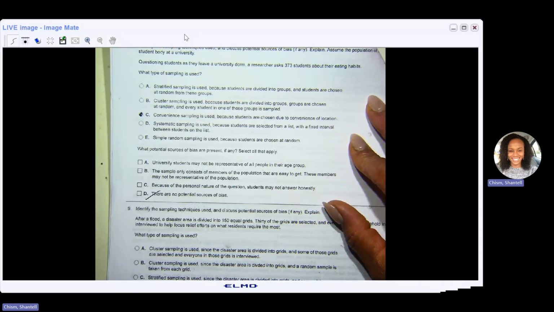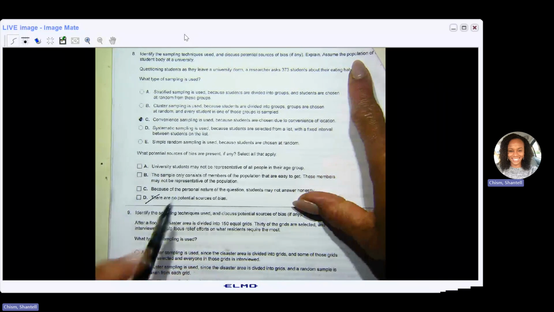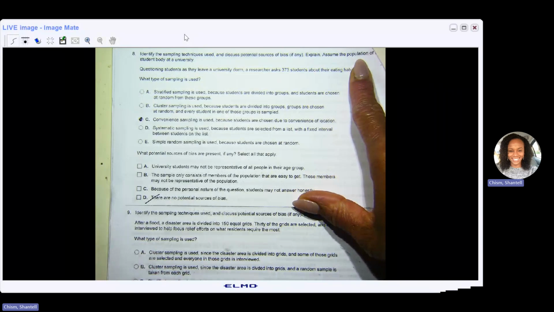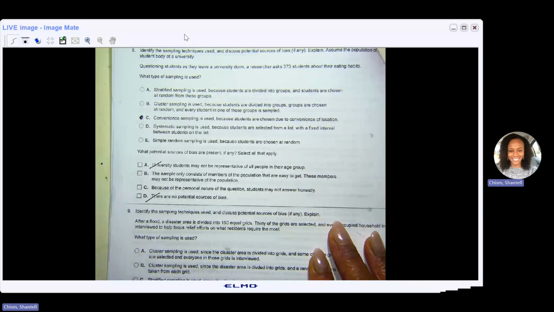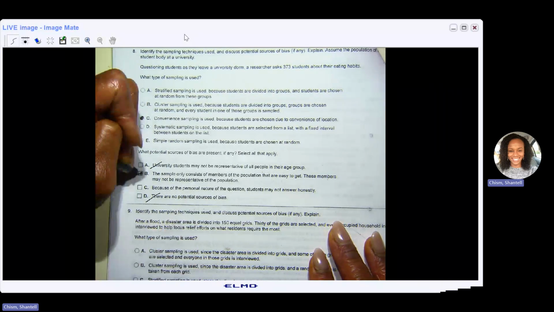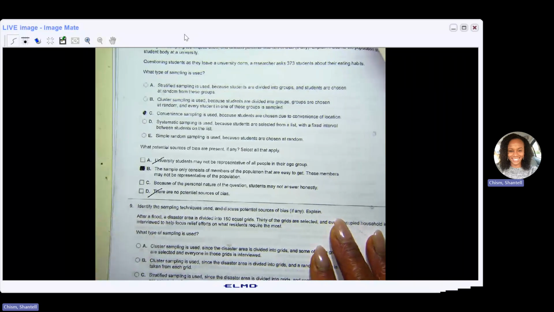Let's see. A says university students may not be representative of all people in their age group. No, that's not an issue because we're told right here to assume the population of interest is the student body at a university. So them not being representative of people in their age group, that can't be right because they're the population. So it's not A. B, the sample only consists of members of the population that are easy to get. Yes, convenience sampling itself can cause bias because of the definition of convenience. You're using only those members of the population that are easy to access. So B is definitely a potential source of bias.